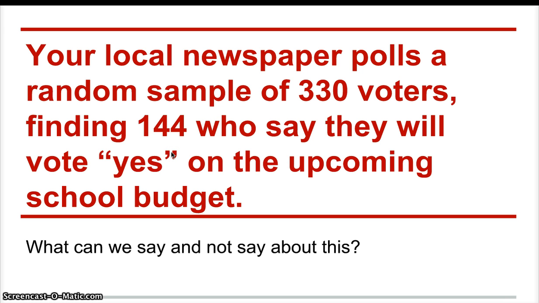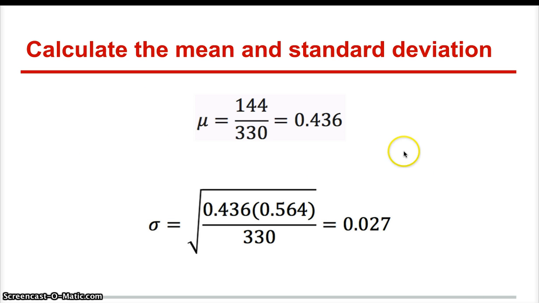The best way I wanted to do this was just start with a problem. Your local newspaper polls a random sample of 330 voters, finding 144 who say they will vote yes on the upcoming school budget. So what can we say and not say about this? Before we can do anything, we have to calculate the mean and standard deviation. The mean is 0.436, and the standard deviation is 0.027. That's saying, on average, according to our sample, 43.6% of the time people voted yes. Now let's see what we can actually say and not say.